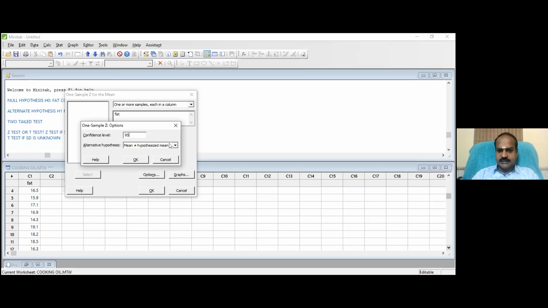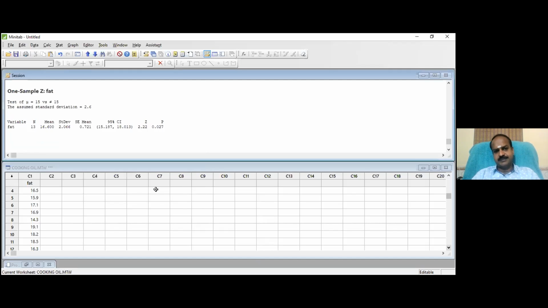Your alternate hypothesis, you said it is a two-tail test. See here, it is already mentioned: mean not equal to hypothesis mean. If you want to make it right tail, choose the last one. If you want to make it left tail, choose the first one. For two-tailed, the tabulated Z-score is going to be 1.96. For left or right tailed, it is going to be 1.645. I will go for two-tailed. So what is going to be the table value? 1.96. Right.